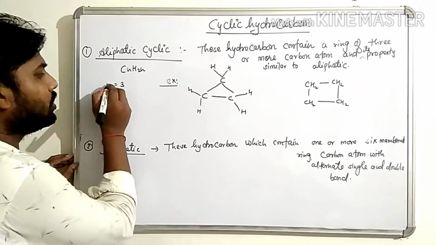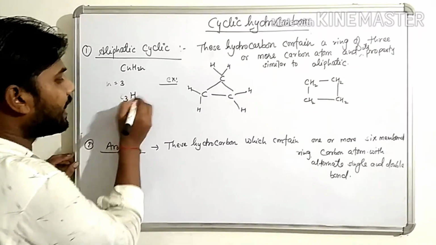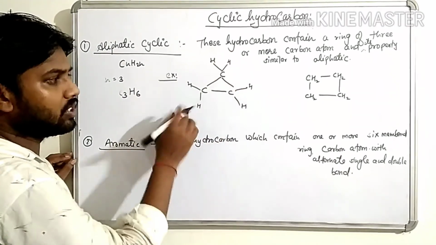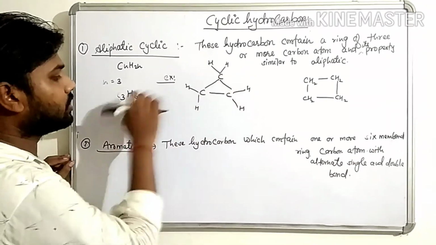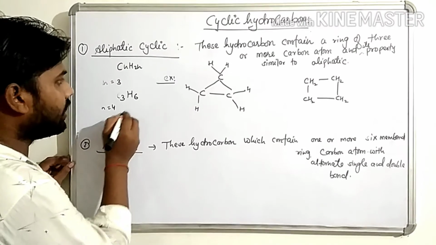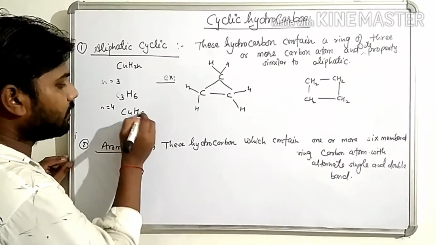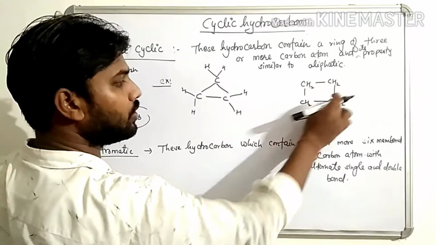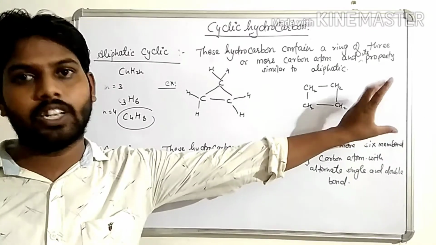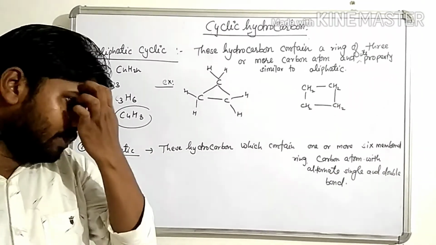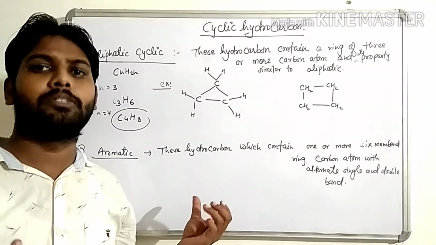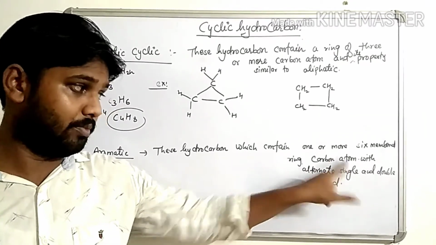So if n is equal to 3, children, we will get C3H6. So if n is equal to 3, it forms a triangle structure. See children, carbon 3, hydrogen 6, 1, 2, 3, 4, 5, 6. Okay. If n is equal to 4, we will get C4H8. Okay, C4, 1, 2, 3, 4, 2 to 4, 4 to 6, 6 to 8. And it forms a square structure. Clear children?